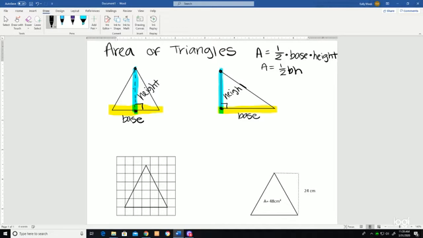Now let's actually start using this formula. Okay, now that we kind of have identified what the base and the height is, again, our area formula is 1/2 base times height.